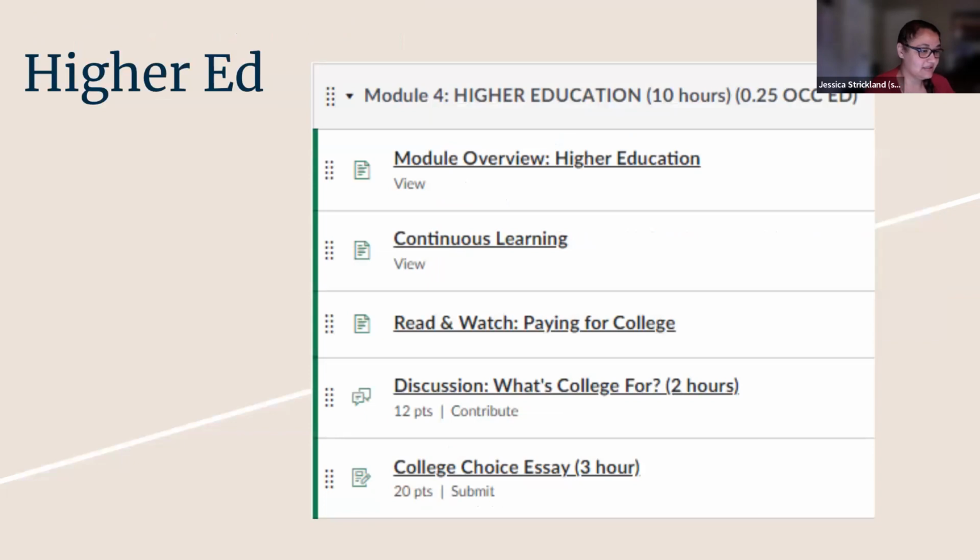All right, and then of course, higher education, continuous learning: what is college for? And college exploration and research. Now I realize ideally we would want our students to stay at our community college and get their degree, and they probably will, but do they need a 4-year degree for this particular pathway that they've chosen? If so, then this is where they're actually going to explore that.